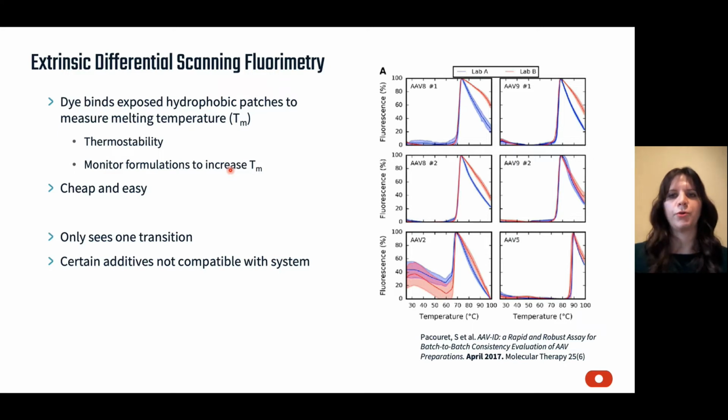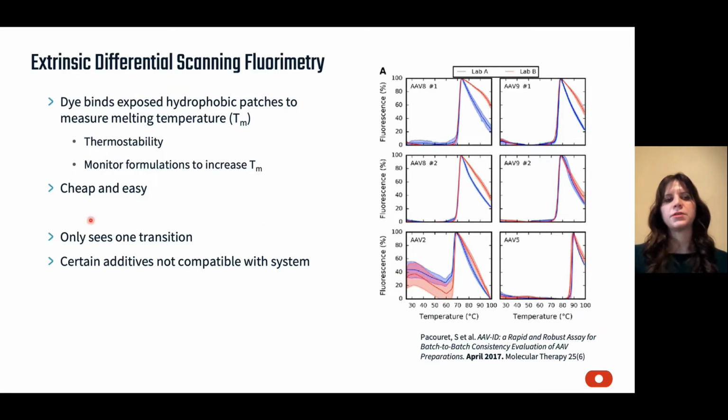A more thermostable protein is expected to be more thermostable over time, and the same applies to a fully assembled AAV. One of the great advantages of this is that it's cheap and easy to use. Almost every lab has a fluorimeter that you can use to do this kind of measurement.